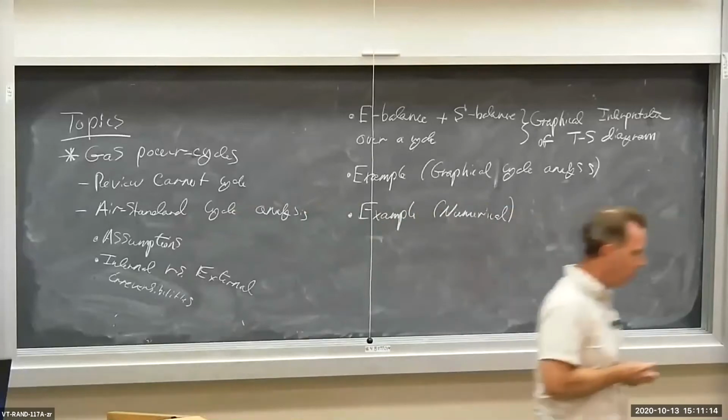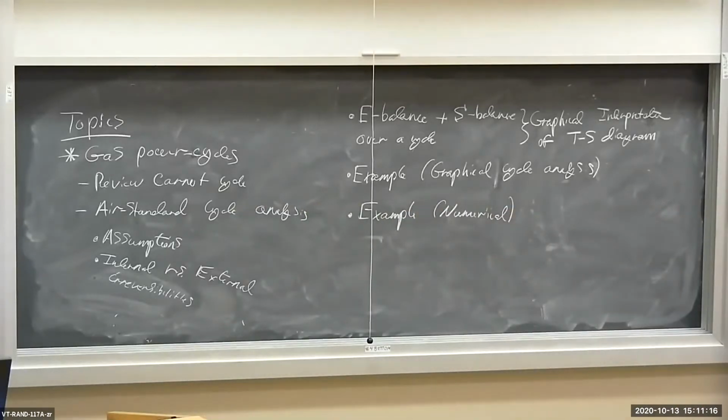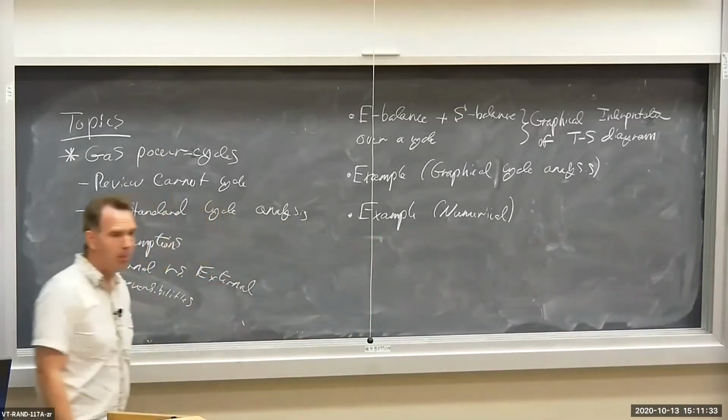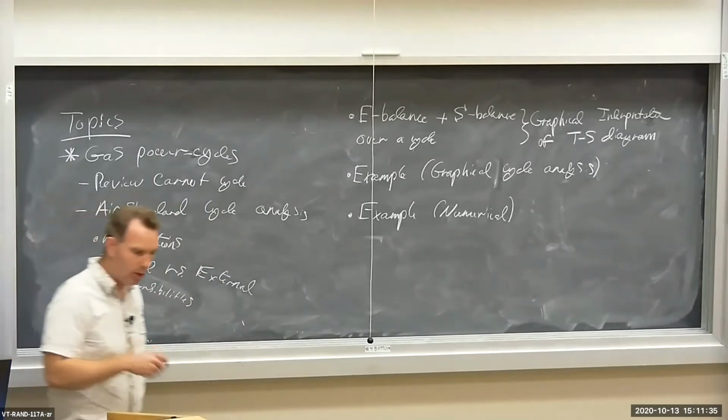So today we're going to move on from our analysis of entropy, and we're going to move on to applications of what we've learned about entropy and energy into analyzing work-producing devices. In particular, we're going to start off with closed system work-producing devices. These are piston cylinder devices, just like the Carnot cycle.